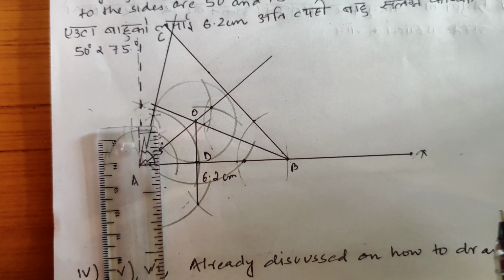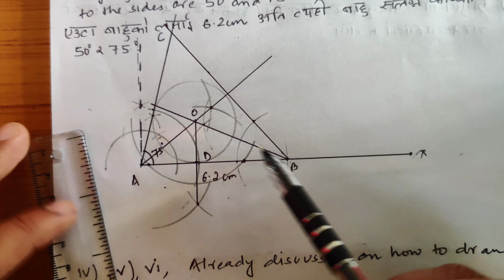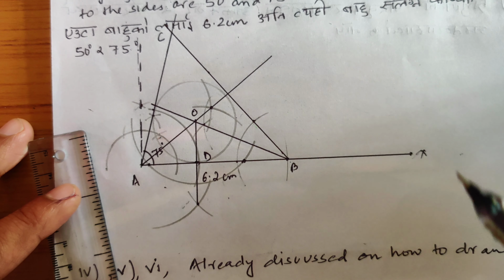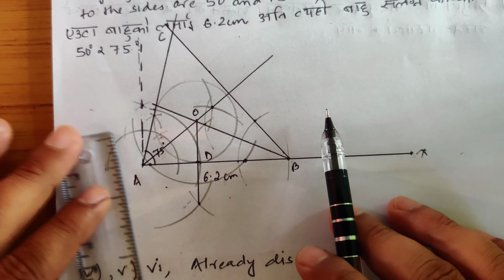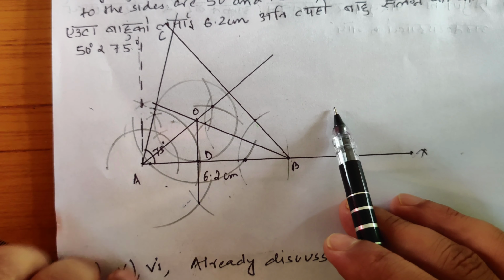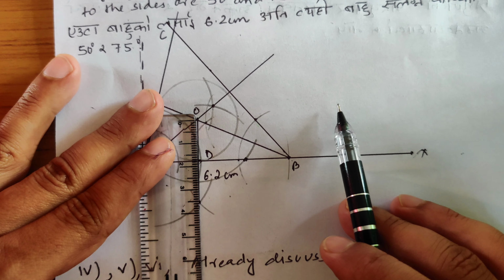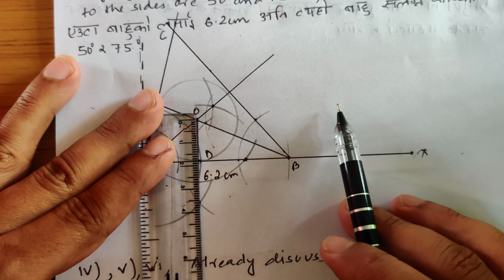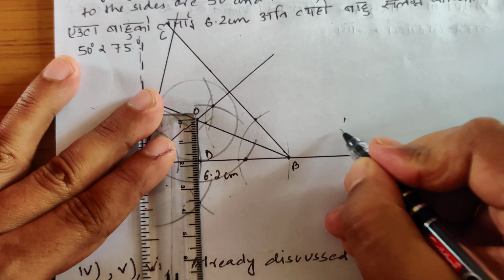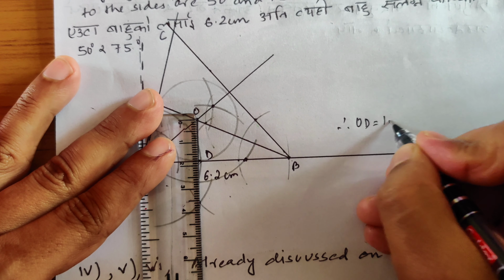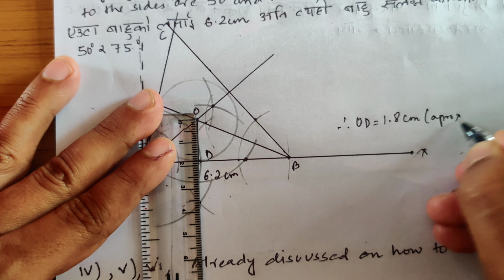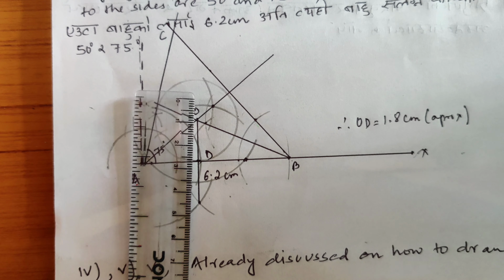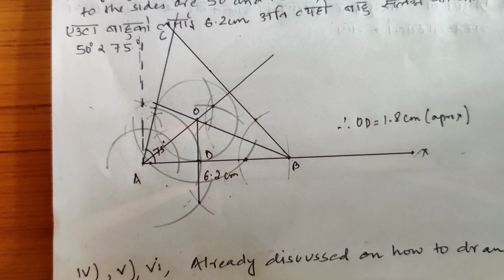So you all know the steps. Again, just draw two angle bisectors and draw one perpendicular. That's it. Draw two angle bisectors and draw one perpendicular. So let's measure. Let's see how much is our OD. So it is roughly 1.8, I believe. Therefore OD equals 1.8 centimeter approx. You all can give me your measurement. We could compare that. Thank you, people.